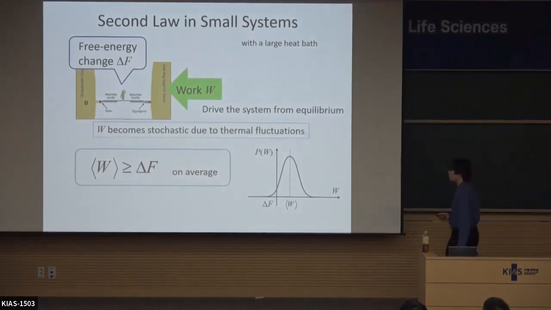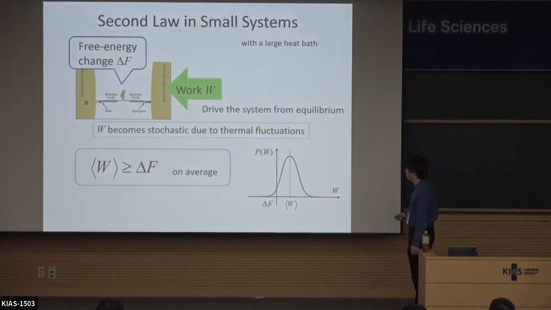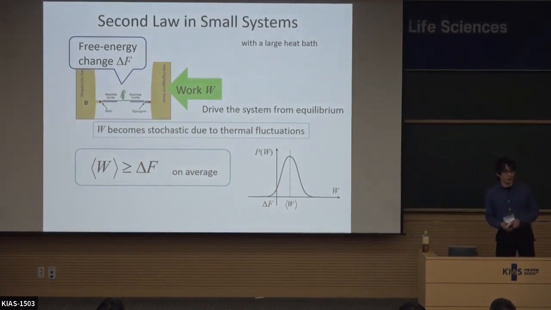But on the other hand, we can see that, for example, in this region, there is a small probability that the work doesn't satisfy the second law of thermodynamics. This is because work is a stochastic quantity at the microscopic level. So sometimes we get more work than the free energy difference. This is a very rare event, and it vanishes in the macroscopic limit, so it is irrelevant in the macroscopic world. But at the microscopic scale, we cannot ignore this small probability that violates the second law of thermodynamics.